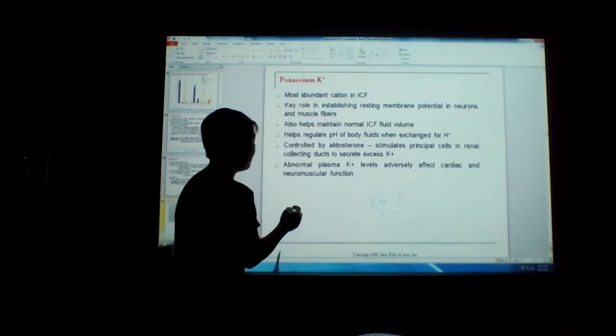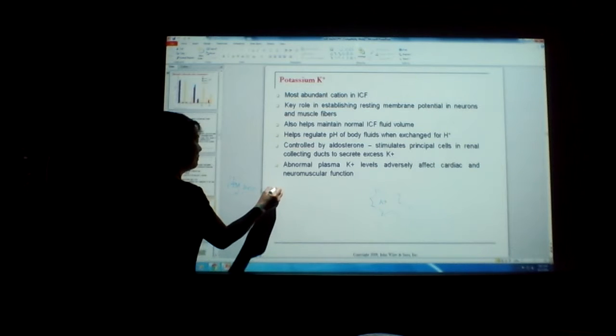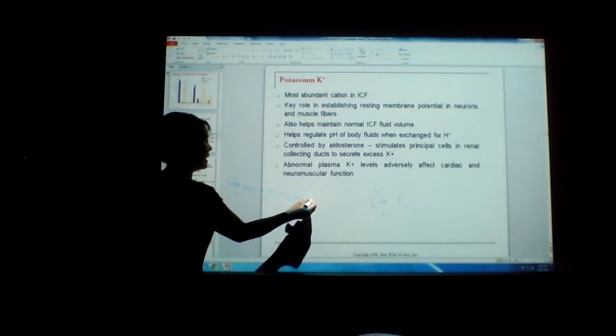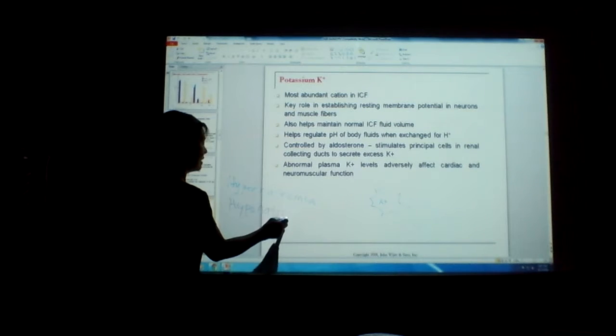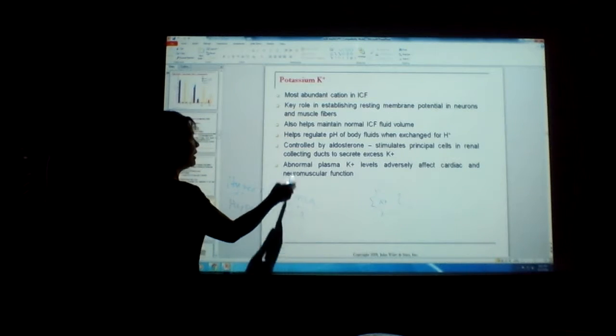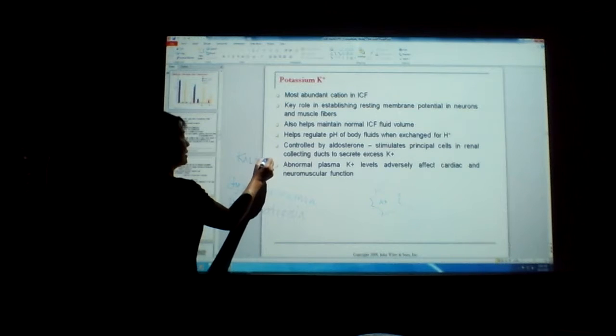By the way, if there's too much sodium, that condition is called hypernatremia. If it's low sodium, it's hyponatremia. Now, if it's too much potassium, it's hyperkalemia. Potassium deficiency is hypokalemia. So, letter K.